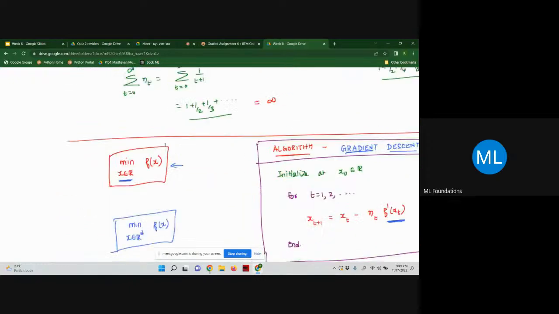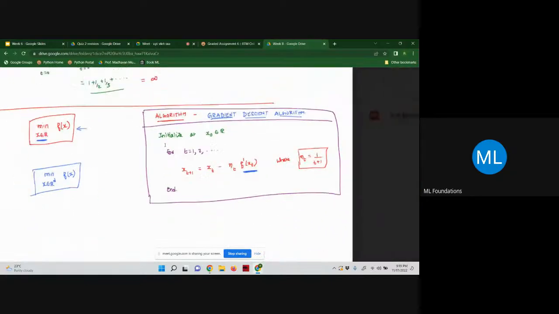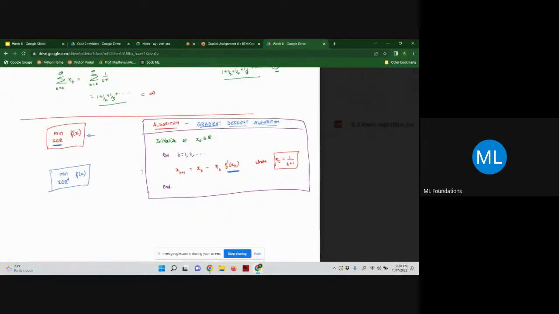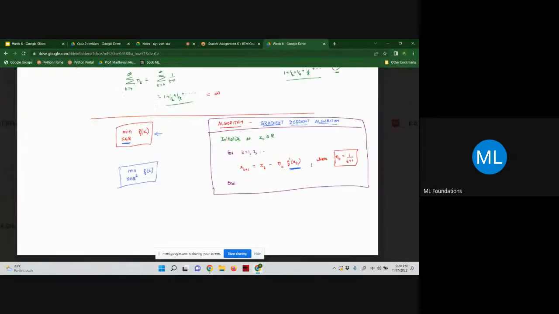Okay, so if you choose the step size as 1 by t plus 1, then that particular iterative process is called the gradient descent algorithm. Okay, the gradient descent algorithm. All right, until now is it clear? Step size 1 by t plus 1, why we need to choose a step size. I hope it's clear. So if you choose this 1 by t plus 1, then that's called the gradient descent algorithm.